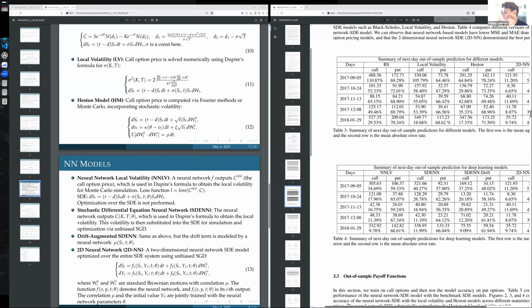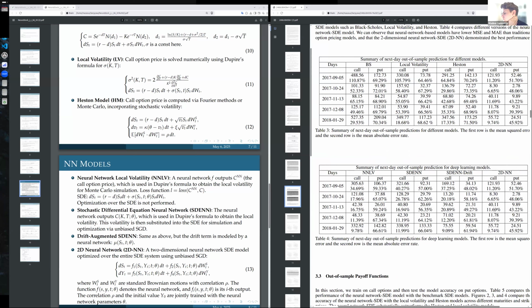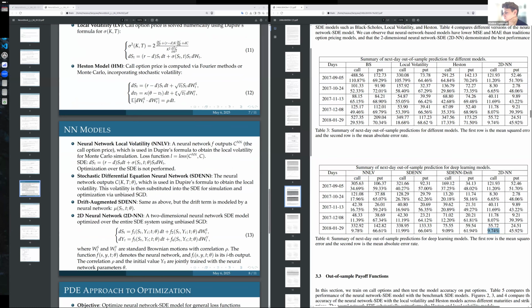It outperforms classical models, but the two-dimensional neural network here does not outperform the stochastic differential equation neural network model, because here the percentage is higher than here. But on the other date, it's lower than here. Okay, but the stochastic differential equation neural network model means that there is only one stochastic process being modeled, right? And for the two-dimensional, it's two stochastic processes. Yes, yes.